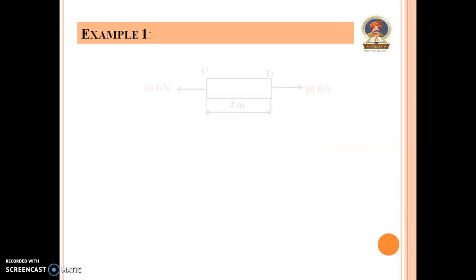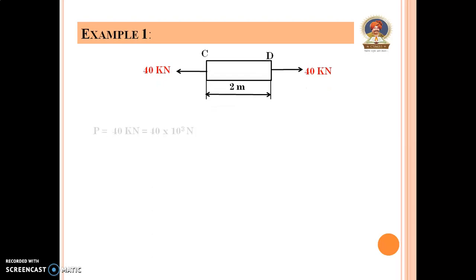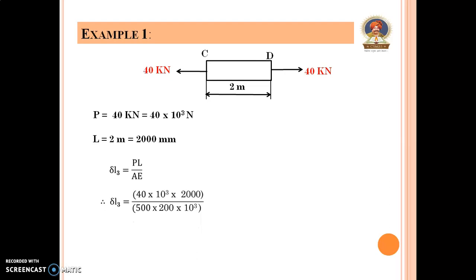Once again here we have drawn the diagram. P is equal to 40 kilonewton, which is equal to 40 into 10 raised to 3. This is a tensile type of force, so the value of P is positive. L is equal to 2 meter, that is 2000 mm. So delta L3 is equal to PL upon AE. Put all the values. 40 into 10 raised to 3 into 2000 divided by 500 into 200 into 10 raised to 3. So delta L3 is equal to 0.8 mm.